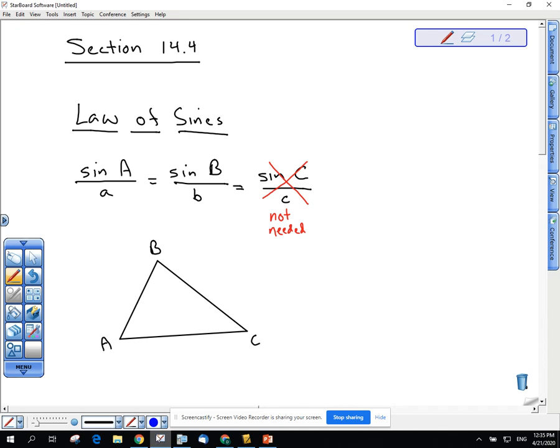Algebra 2, section 14.4, the law of sines. Before I actually do the couple of examples using the law of sines, let me just quickly tell you that there is an example prior to the law of sines examples in this section that deals with area of a triangle given side angle side.